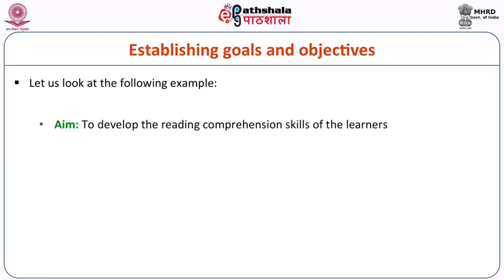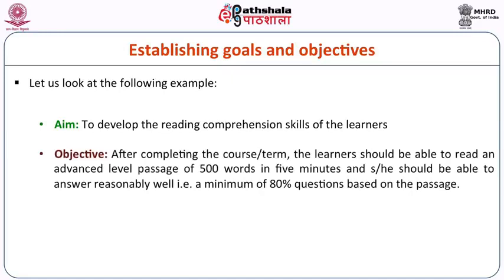When the aim is to develop the reading comprehension skill of the learners, then the objective is: after completing the course or the term, the learner should be able to read an advanced level passage of 500 words in 5 minutes, and he or she should be able to answer reasonably well a minimum of 80% of questions based on the passage. So now, when the instructor deals with this particular kind of material and practices with the student, that may be done keeping the outcome, the result, in mind.